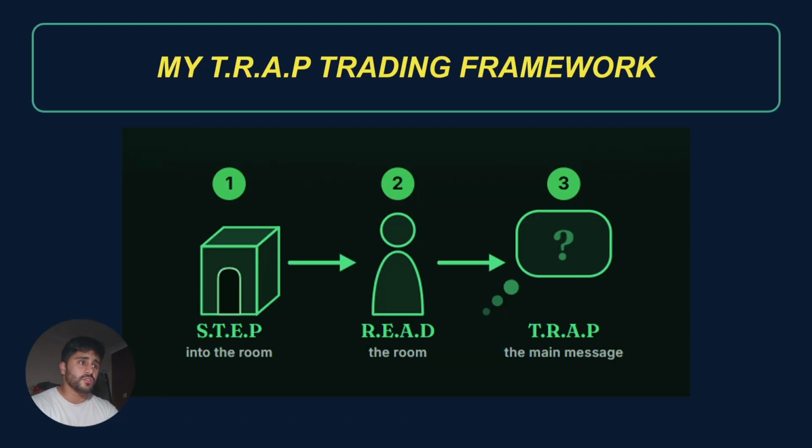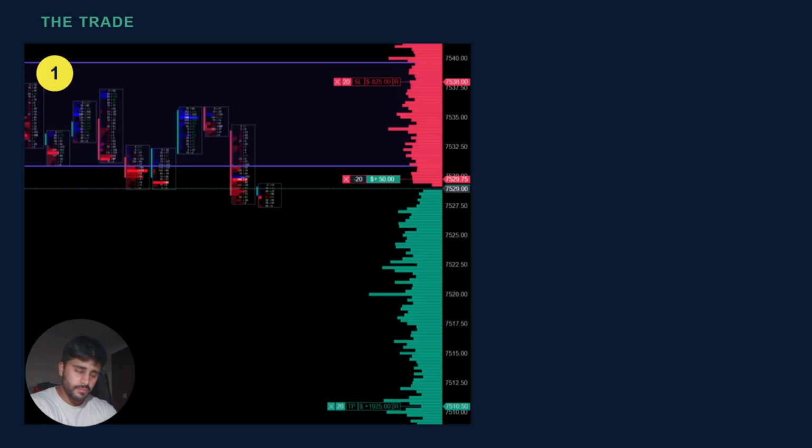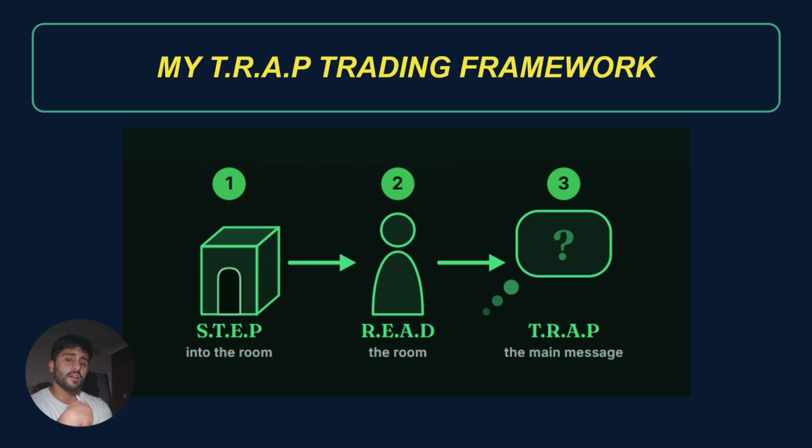The basic concept I used was this. I'm going to leave you on this. This is basically how I trade. I want to step into the right room. I want to read the room. Then I want to trap the main message. In other words, I want to step into the right level, I want to read what's going on in that level, and then I want to trap the main message. There are only 2 main messages: either buyers can be trapped, which is what I had today, or sellers can be trapped and I go long.